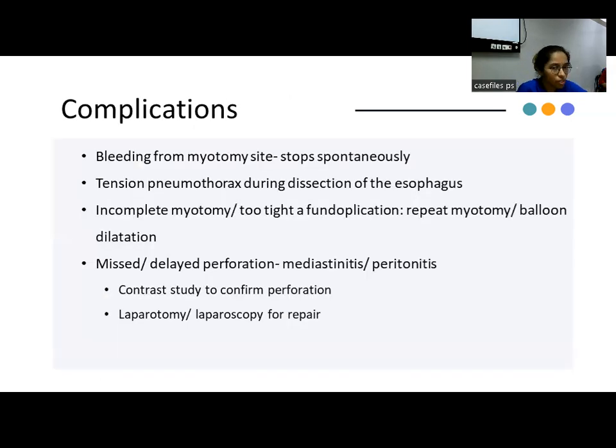Some of the complications of the myotomy include bleeding from the myotomy site, which usually stops spontaneously, and there can be development of a tension pneumothorax when the dissection of the esophagus is being carried out in the mediastinum. There can be an incomplete myotomy or too tight a fundoplication, which might necessitate a repeat myotomy or a balloon dilatation in the postoperative period. Sometimes there can be a delayed or a missed perforation when using monopolar diathermy to carry out the myotomy, and they can present with mediastinitis or peritonitis, which might require appropriate management.